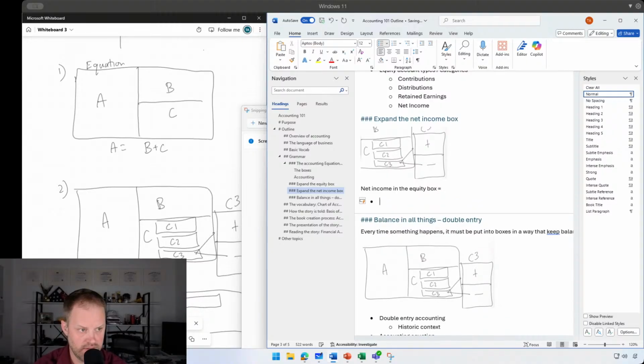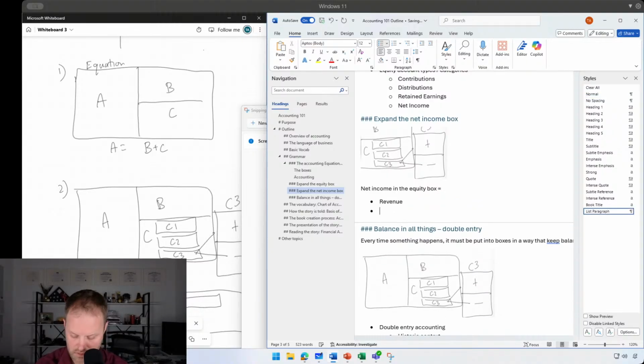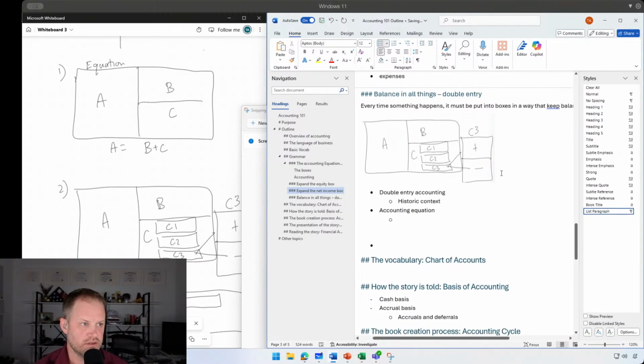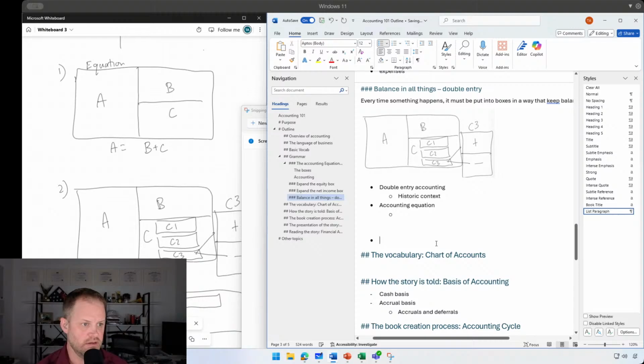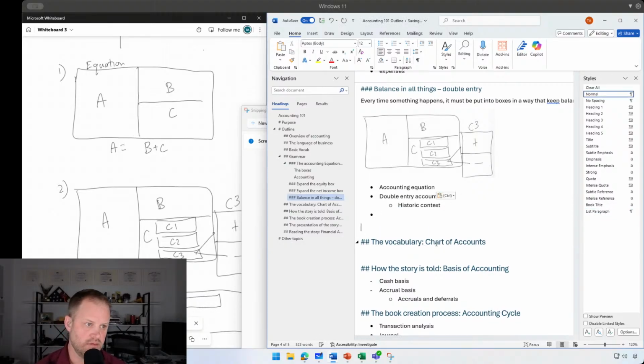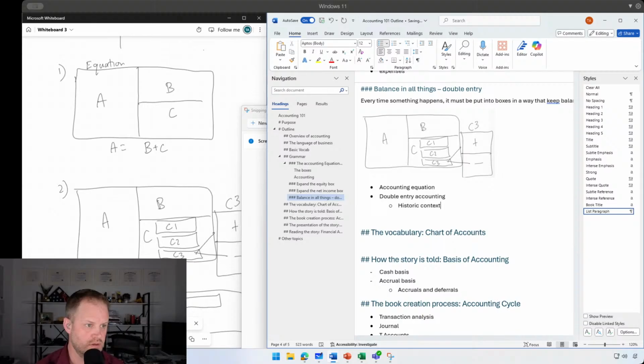equals revenue minus expenses. So then introduce the idea of balance, and the idea of double entry. Boom.